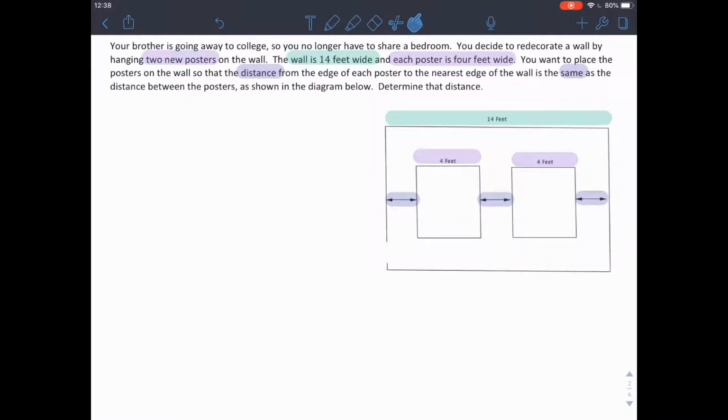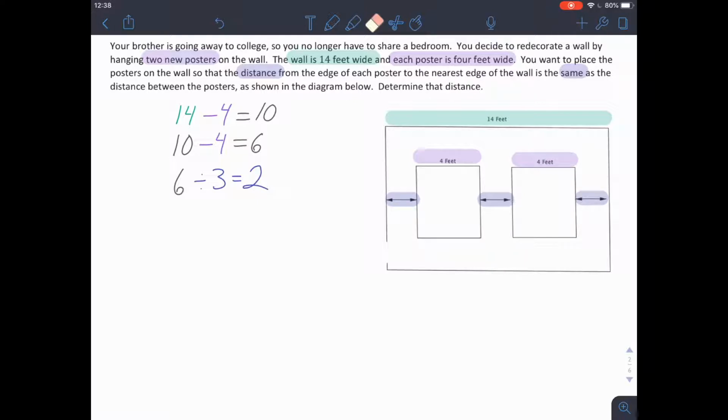So the first thing we need to do when looking at this problem is find a way to represent with our numbers what is happening. We have a lovely diagram where we can see the total length of the wall, the length of each poster, and then we have the space put out for our distance between, and we know it's the same, but we don't have a number for it. That's what we're looking for.